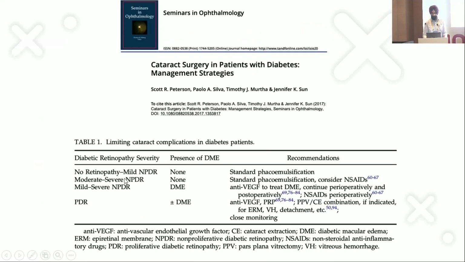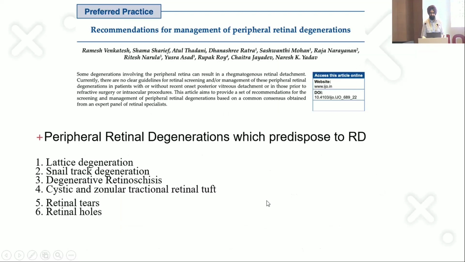So this table summarizes very well. In patients of no to mild stages, standard Phaco can be done. Moderate to severe, Phaco with pre-op NSAIDs. Mild to severe NPDR, but if DME is present, first treat with anti-VEGF. In PDR, with or without DME, anti-VEGF, PRP, a combination may also be indicated.